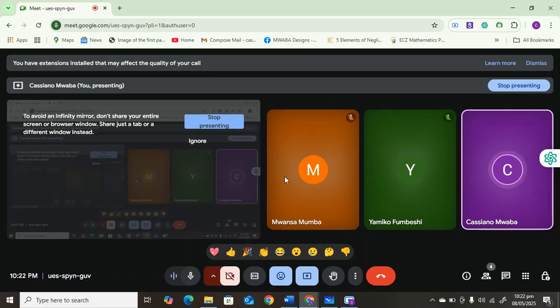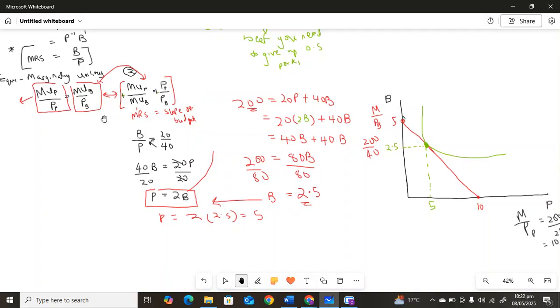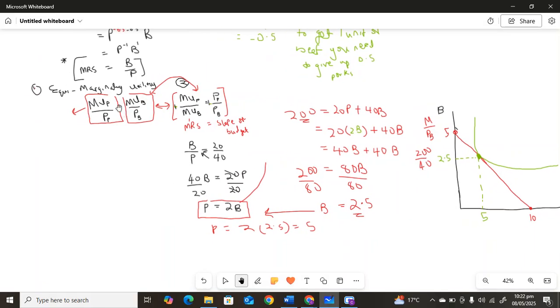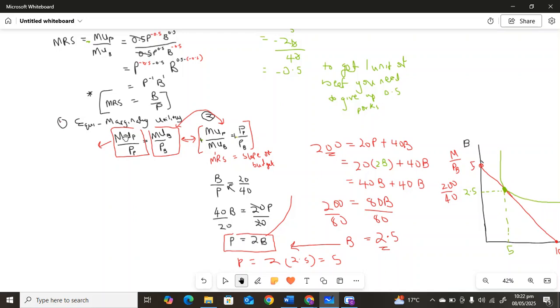Okay. So part 3, the equimarginal utility, this is what you are supposed to put, and also substitute these values there. And also in the tangent condition, you are supposed to put this.